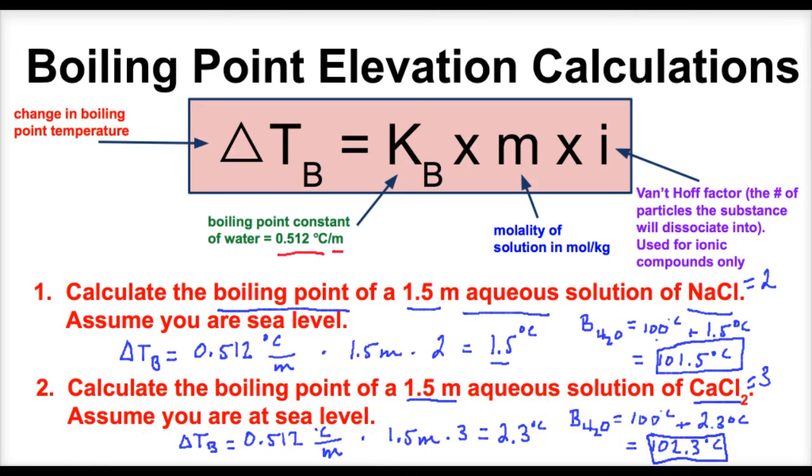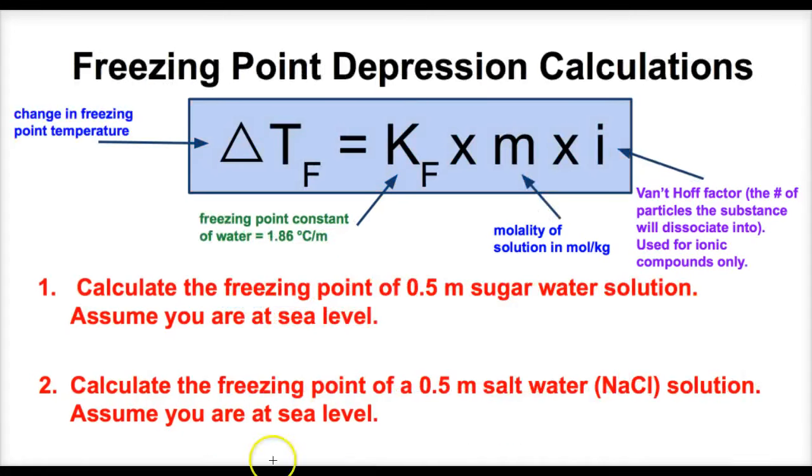Let's take a look at a couple more examples using freezing point. Okay, if we take a look here, this is the formula that we're going to use to find the freezing point of a solution. So to get the change in the freezing point of an aqueous solution, we take the freezing point constant of water, which is 1.86 degrees Celsius per molality, times the molality of the solution, times the Van 't Hoff factor. So this is very similar to what we just were working on. So let's take a look at this example here.